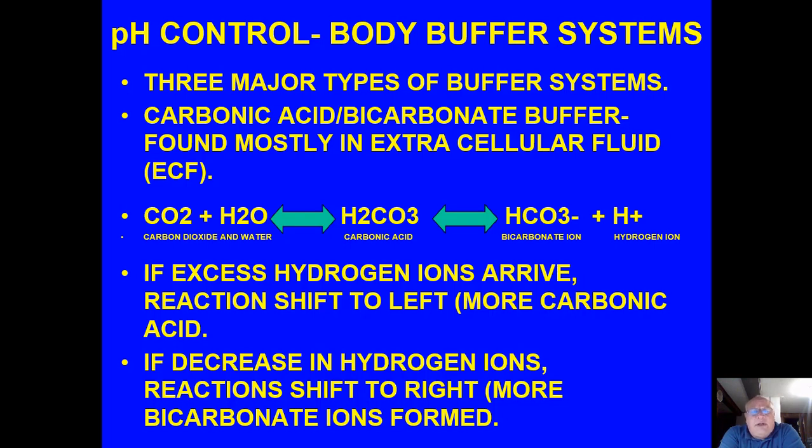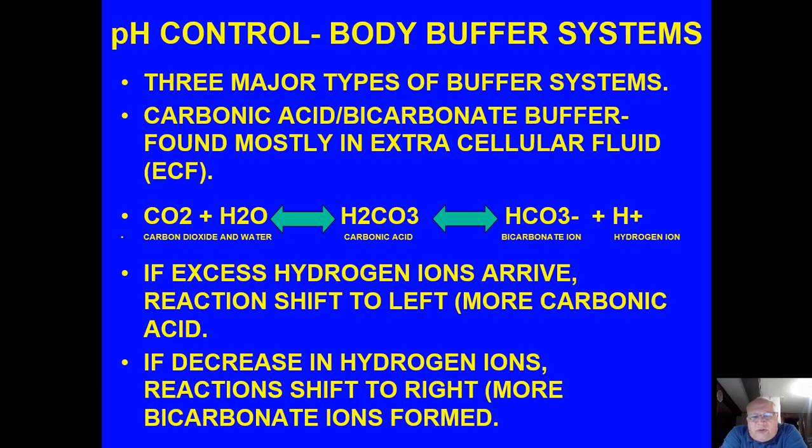Carbon dioxide and water come together, they form carbonic acid. But carbonic acid is very unstable. And what you'll have eventually is the release of a hydrogen ion and a bicarbonate ion, unless you have too many hydrogen ions. And then the hydrogen ions will attach to the bicarbonate ion and shift the reaction back to making carbonic acid, and maybe even then pushing it all the way to carbon dioxide and water.